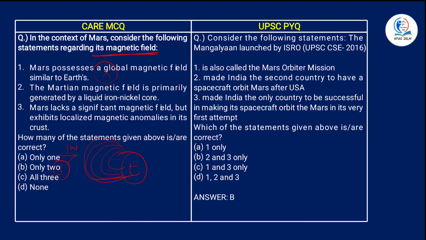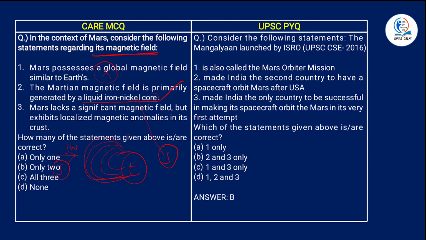First statement is wrong. The Martian magnetic field is primarily generated by liquid iron and nickel core. It says that it is primarily generated by liquid iron and nickel core. Is it correct? No, contrary to this, Earth is the one made up of a liquid iron and nickel core. So the second statement is wrong with respect to Mars.